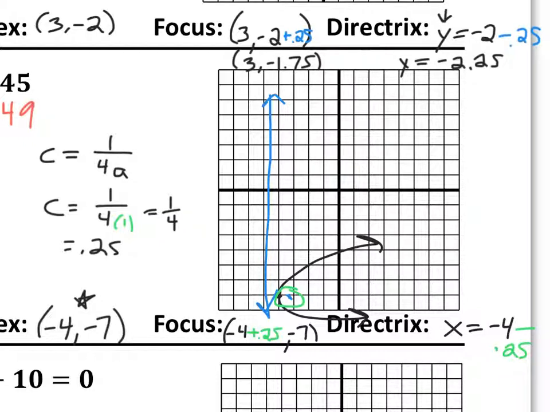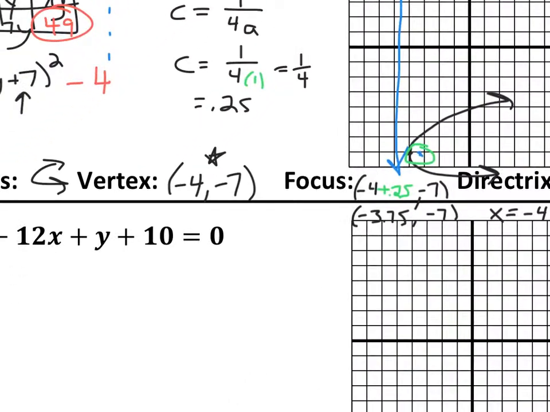So my focus, when I simplify, is going to be -3.75, comma -7, and my directrix is going to be -4.25. Graphing those precisely is less important, but it is helpful to at least sketch where it is going to be, because then you can know whether you're adding or subtracting.